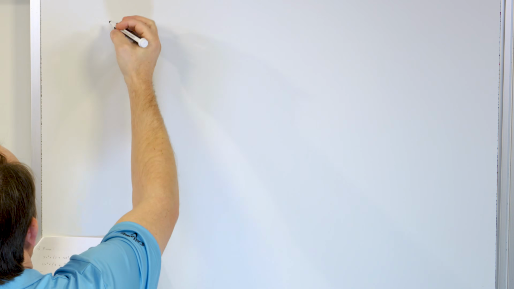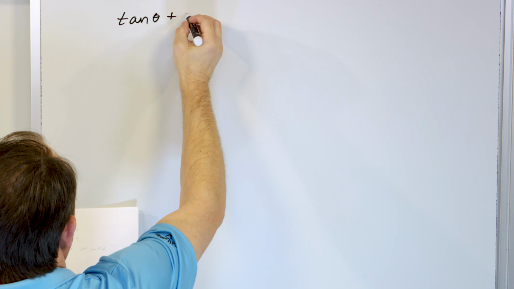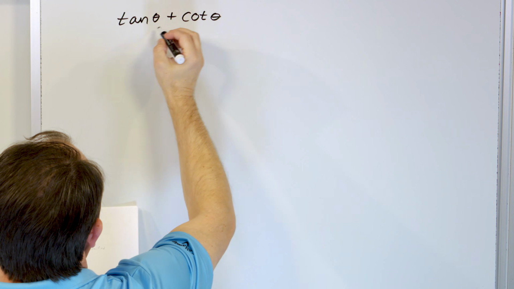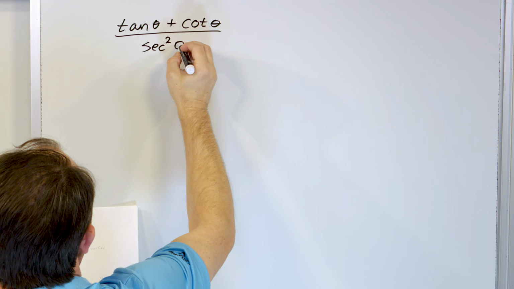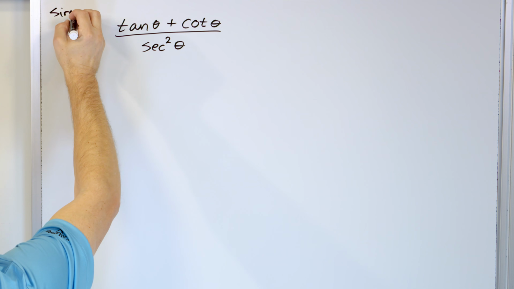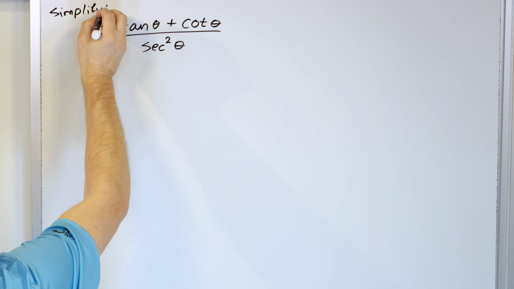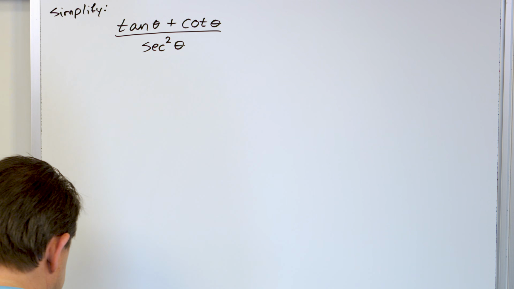Here is our very last problem. Here we have tangent of theta plus cotangent of theta, and we're going to divide all of this by secant squared theta. And this is not a proof. What I want you to do is simplify this. Right, this is a simplification. So I lied a little bit. It's not a proof, but it's the same sort of thing. We want to simplify this.